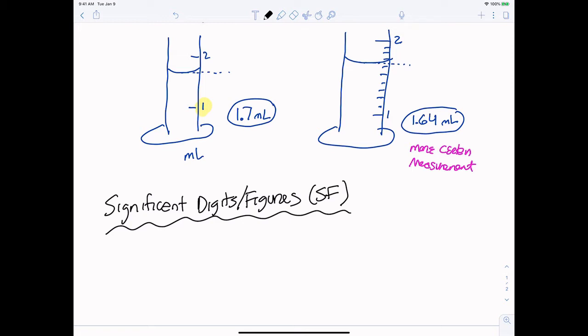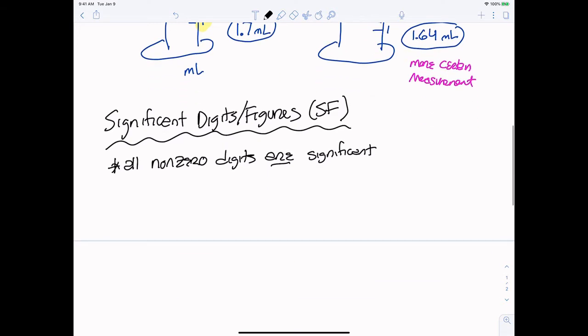So significant digit rules. Our first one is that all non-zero digits are significant. So if it's not a 0, it does count as being a significant digit. So if it's not a 0, it does count as a sig fig or a significant digit. Where it can get a little messy is zeros. So not all zeros are actually significant.